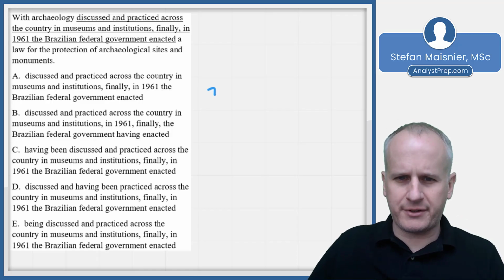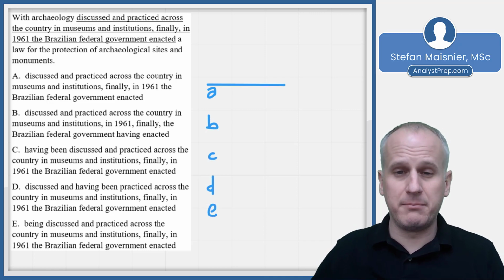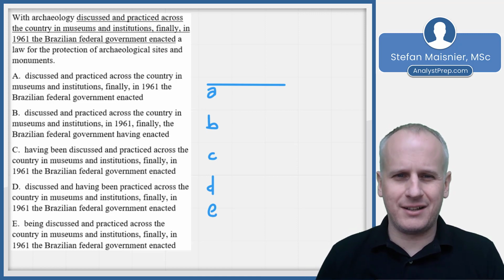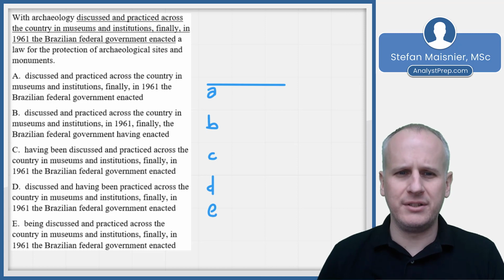So, setting up our scratch pad as we always do, we got A, B, C, D, E, put a little line over top, and we begin by reading the sentence as written. With archaeology discussed and practiced across the country in museums and institutions, finally, in 1961, the Brazilian federal government enacted a law for the protection of archaeological sites and monuments.